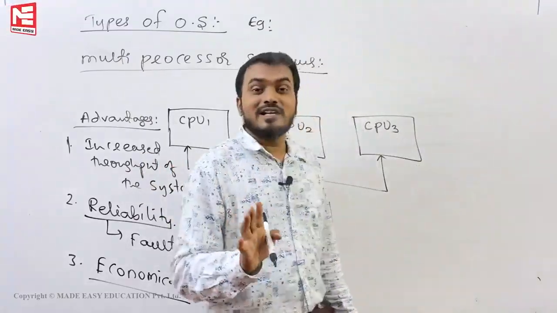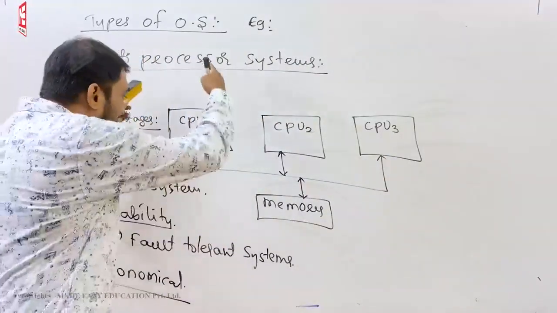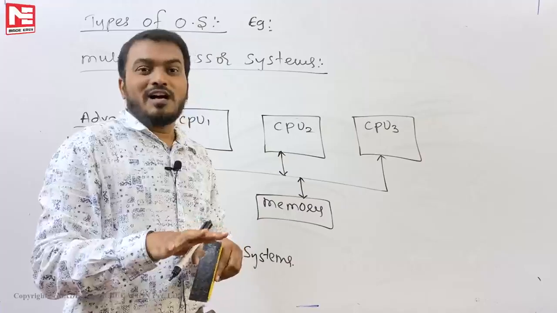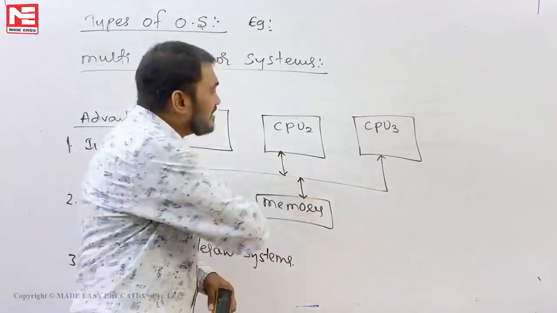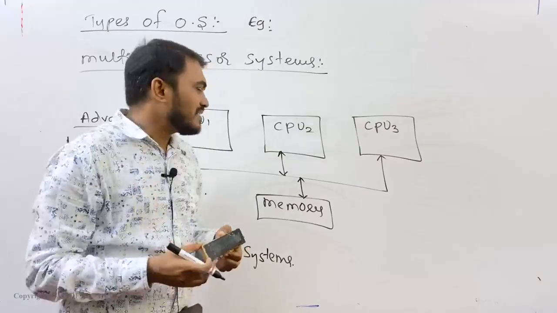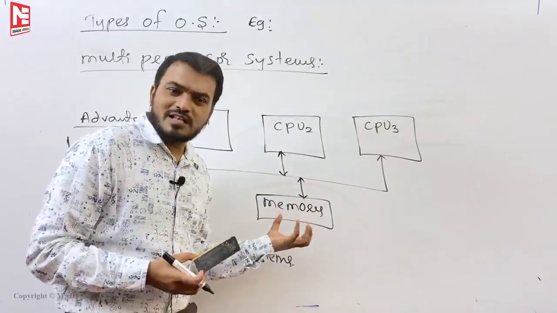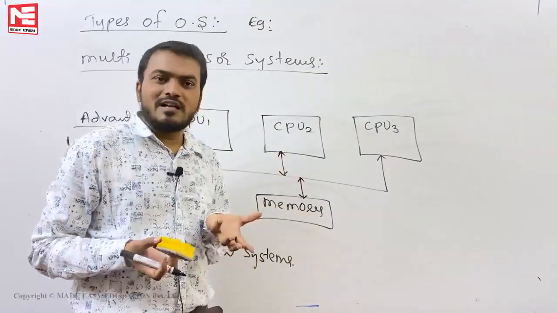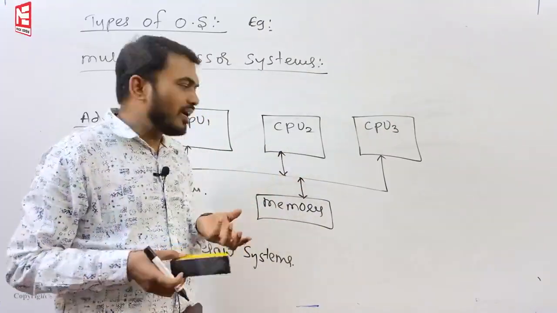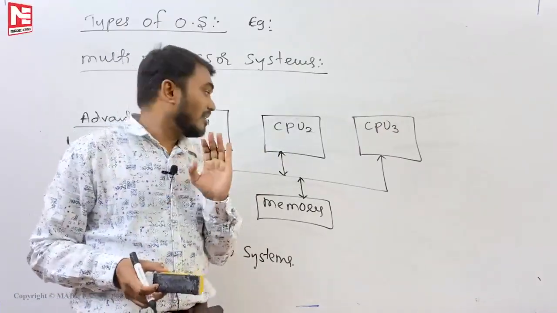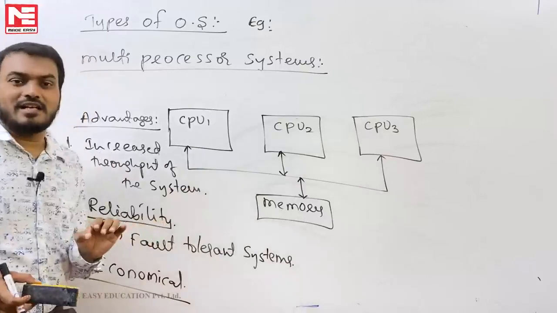When I say cost will be less, it means if you are buying 3 different systems with a single CPU each, or buying only one system with 3 CPUs, then the cost will be less. Why? Because they are sharing common memory, maybe common peripheral devices, a common motherboard, maybe common power cables. That is the reason cost will be less.